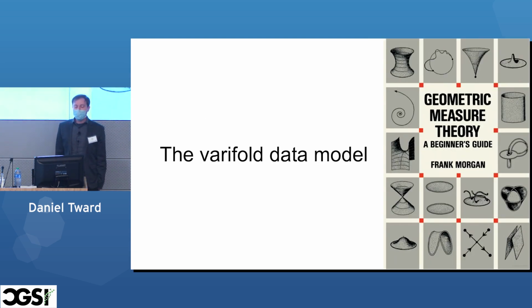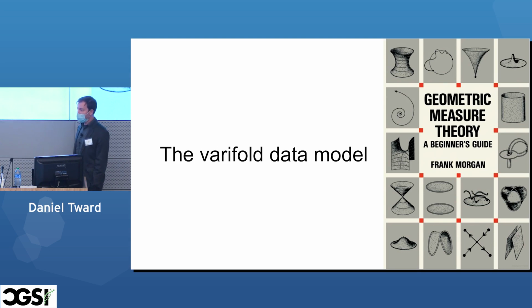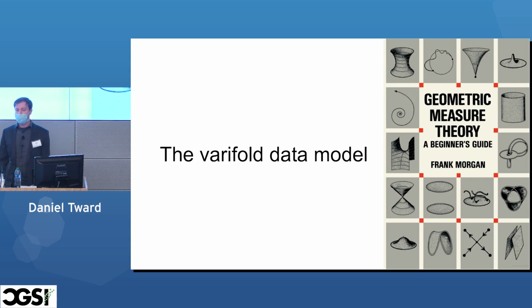So we are proposing a specific model for describing data sets like these, and I'm going to talk a little bit about the mathematics of this model called a varifold. So I'm going to spend a little bit of time explaining what a varifold is, and then I'm going to talk about how we can use it to compute distances or dissimilarities between spatial transcriptomics data set.